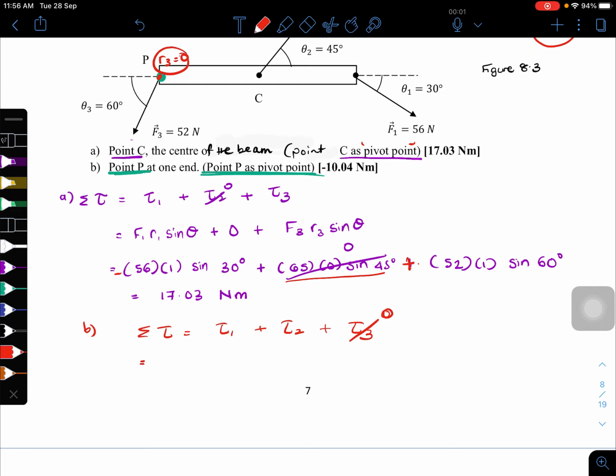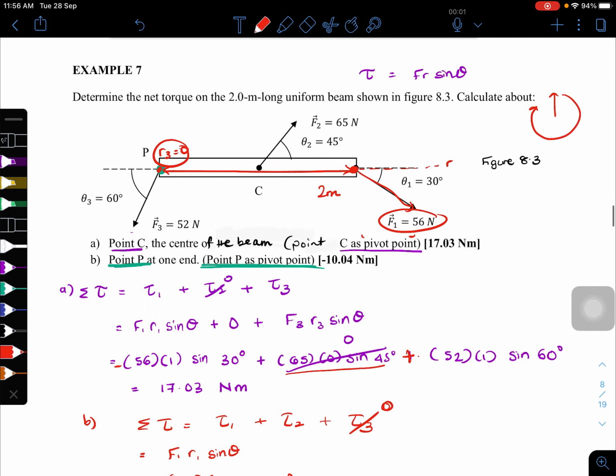Okay, and then kamu akan buatlah F1 R1 sin theta. Okay, so tengok mana F1 kita adalah 56. And then R kita adalah daripada force kepada pivot, which is the whole thing is 2 meter, right? And then sin angle dia akan jadi, this is our R, this is our F kan, jadi still sin 30. And then tengok tendency dia berpusing ke mana.